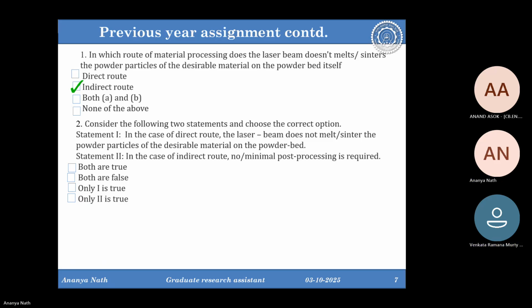Do you have any doubt? No? Consider the following two statements and choose the correct option. Statement 1: in the case of the direct route, the laser beam does not melt or sinter the powder particles of the desirable material on the powder bed. Statement 2: in the case of the indirect route, minimal post-processing is required. Both are true.